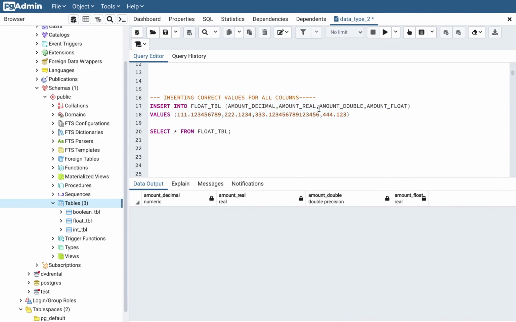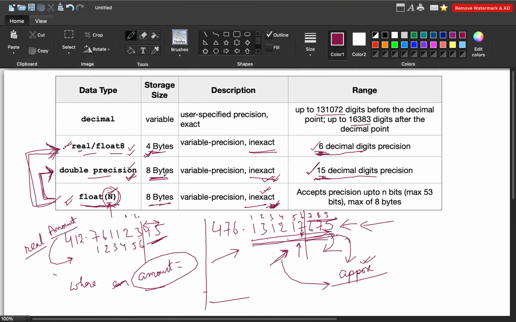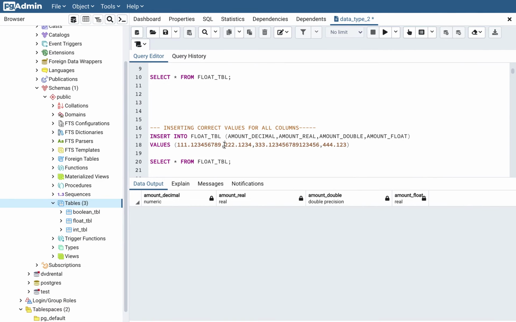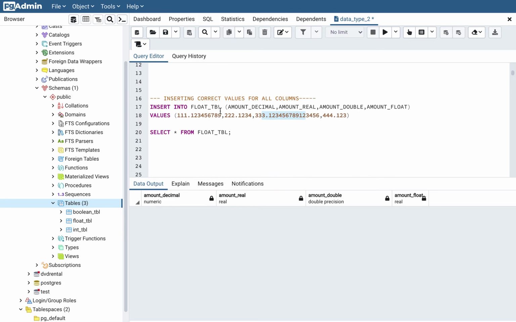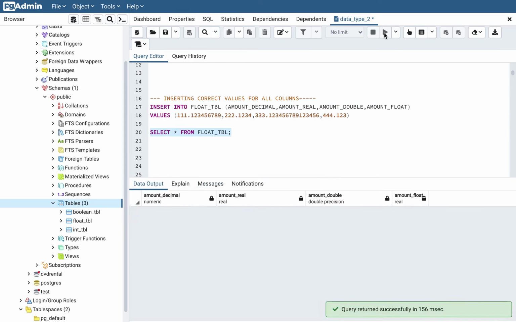Then talking about real, we know that it will store up to 4 bytes, that is 6 digits after the decimal. So I am keeping that to a few. Then again for double precision, and then for float, which we have defined as 3. Now let me execute this piece of query and let's see what happens. Right now, let me fetch the data from the table.